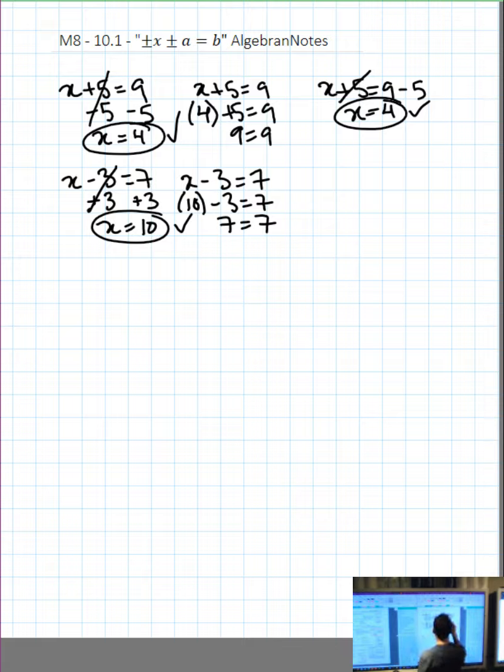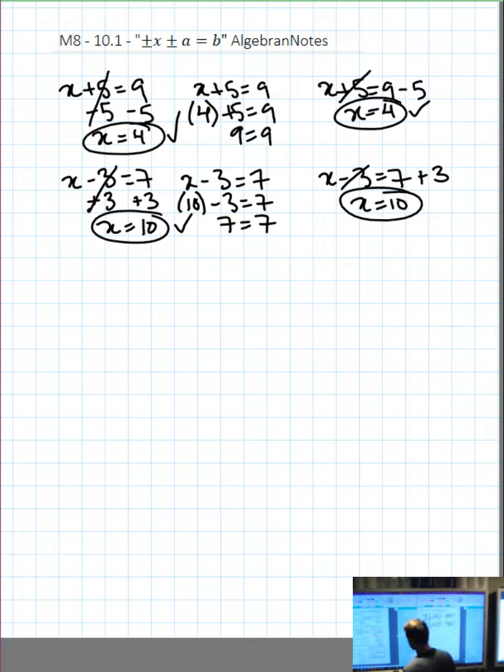Outside of that, the short form, we have x minus 3 equals 7. On the left-hand side, we have a minus 3, so I'm going to cross it off. I'm going to bring it over to the right-hand side and perform the opposite operation. Therefore, x equals 10, our quick short form.